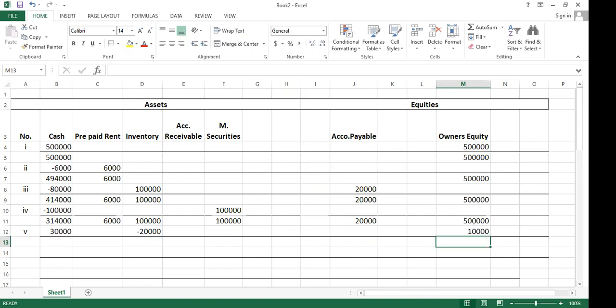No, sir. Okay. The cash sales are rupees 30,000, cost is 20,000. The cash received is 30,000 and the cost of 20,000 is reduced from inventory. The ultimate effect on the owner's equity is: add the 30,000, reduce the 20,000. The ultimate amount, 10,000, is added to the owner's equity.